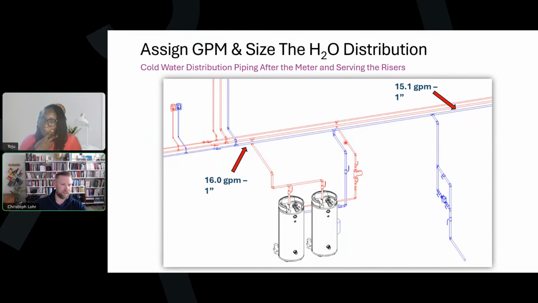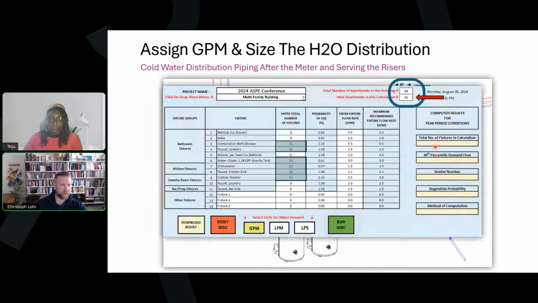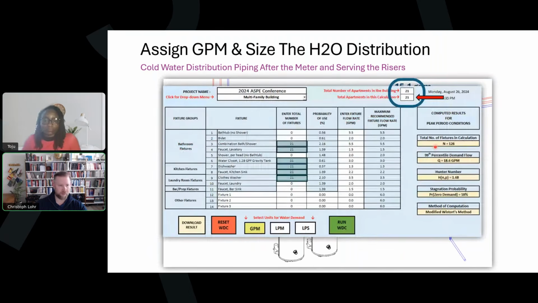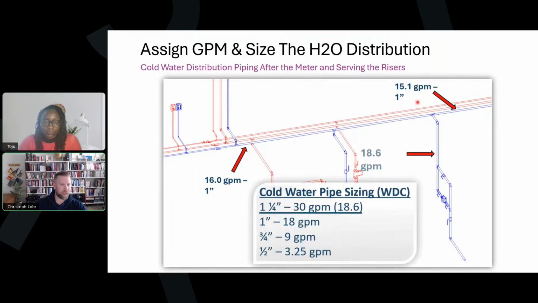The question is, now we have this segment of pipe here. And we know what our flow rate is on the incoming water service main, that was our 18.6 GPM that we had before. Again, that was all 21 apartment types. So again, we have that segment that's been indicated. That's where our 18.6 GPM flow rate equates to that 1 1/4 inch water service entrance.